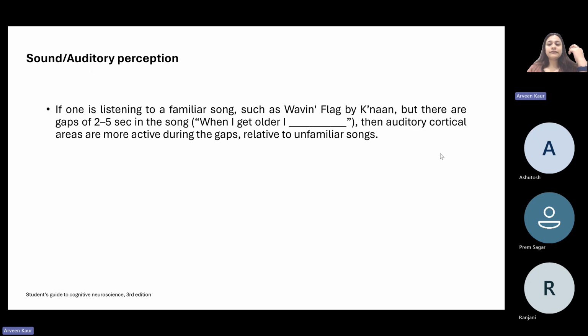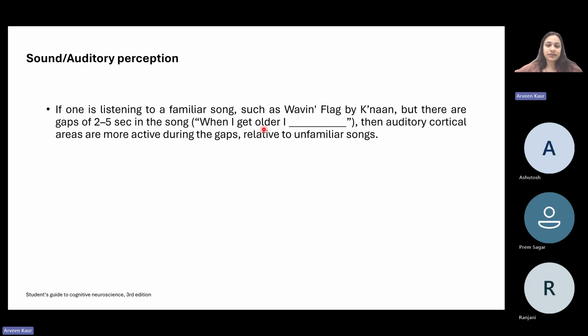Then, when we talk about perception, if one is listening to a very familiar song, such as Waving Flag by K'naan, right? But there are gaps of 2 to 5 seconds in that song, which generally, if you go to concerts, these singers do, right? So, suppose somebody is in that tune and singing When I Get Older, and the person stops, right?